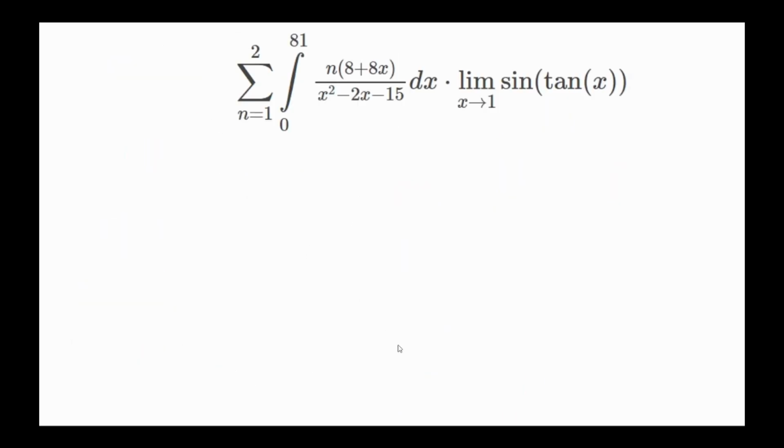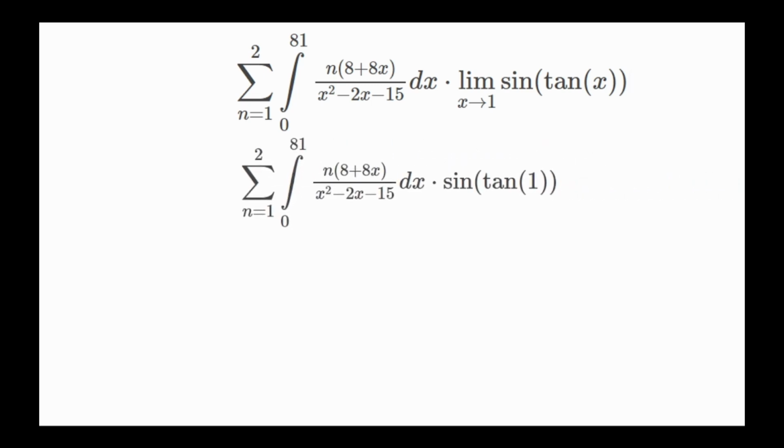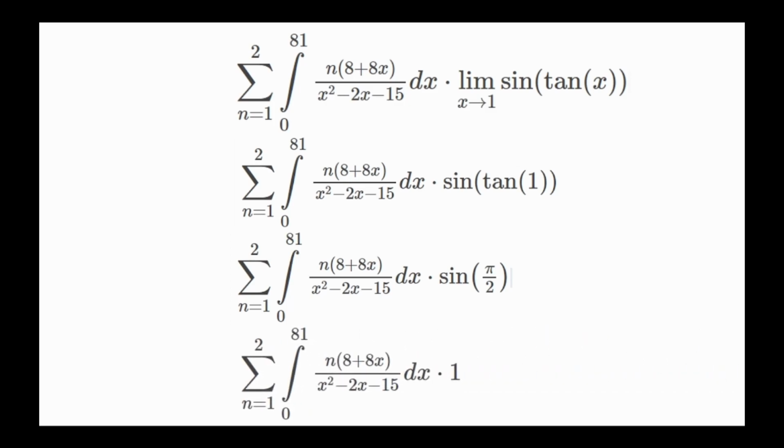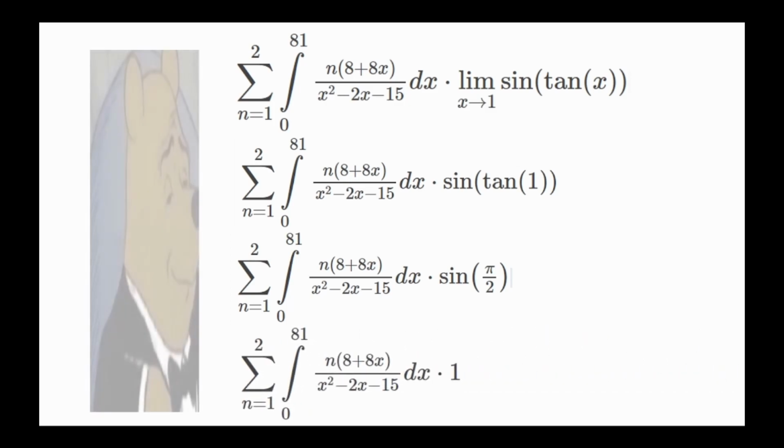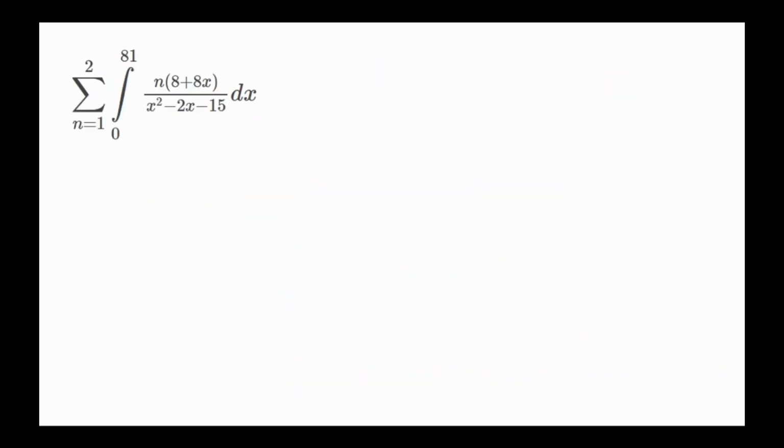So here's our original question simplified. So we plug x equals 1. So that's sine of tan of 1, which is sine of pi over 2, which we know is just 1. Ooh, we're getting close. Now we have this. So we'll focus on the integral.